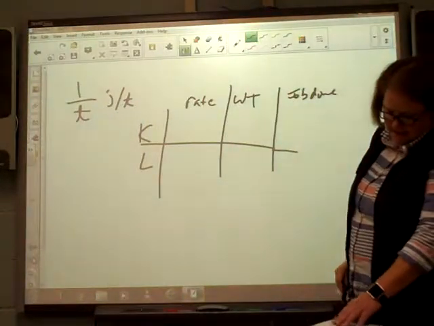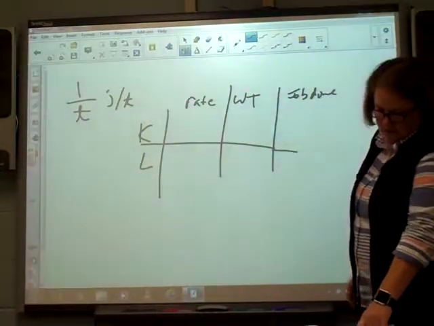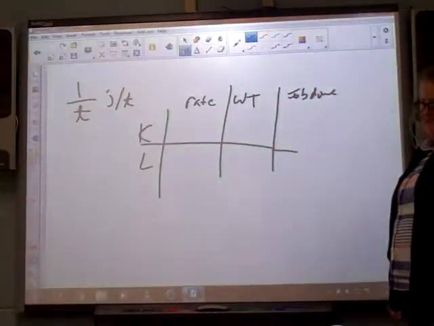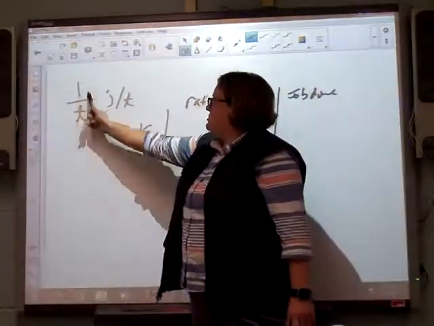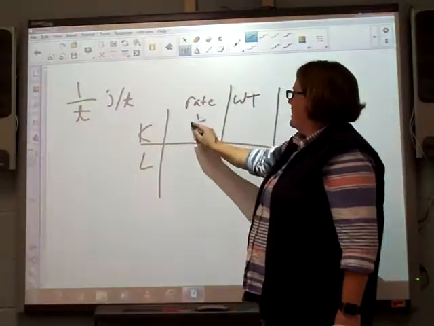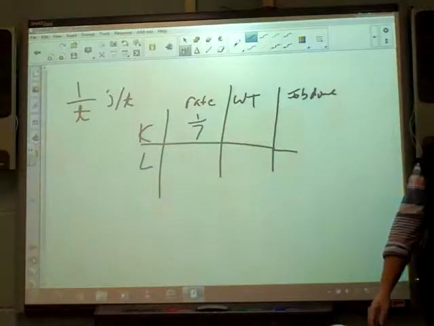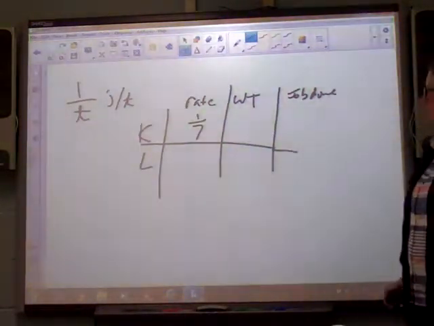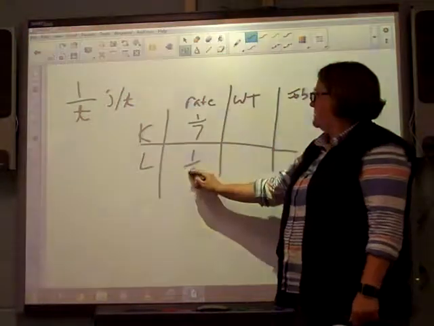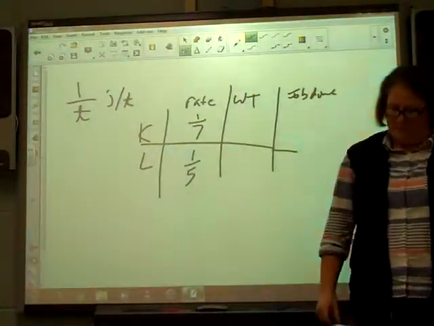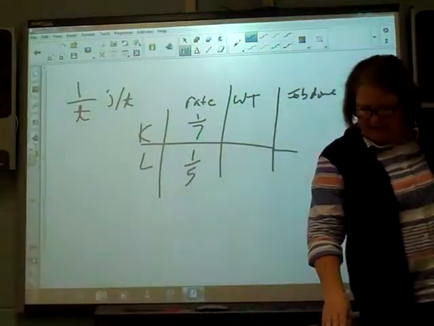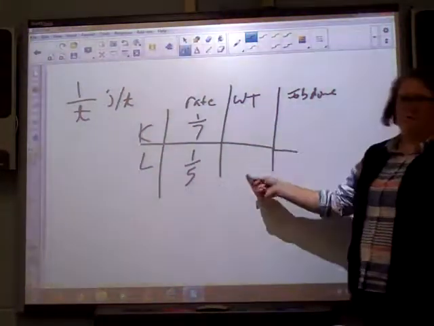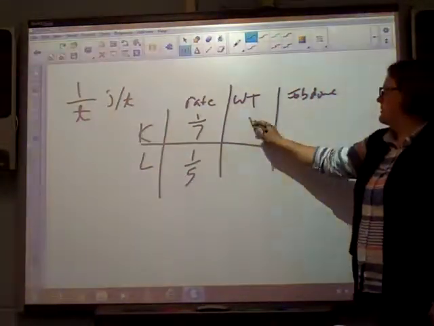Alright, so it said Kareem can clean up all the trash in an area in 7 hours. So based on what I told you, he's got a 1/7 rate. Letitia can do the same job, she's a faster worker, in 5 hours. So she has a 1/5 rate. It says how long will it take them if they work together? So that's what we don't know right here. We don't know how long they're going to work together.